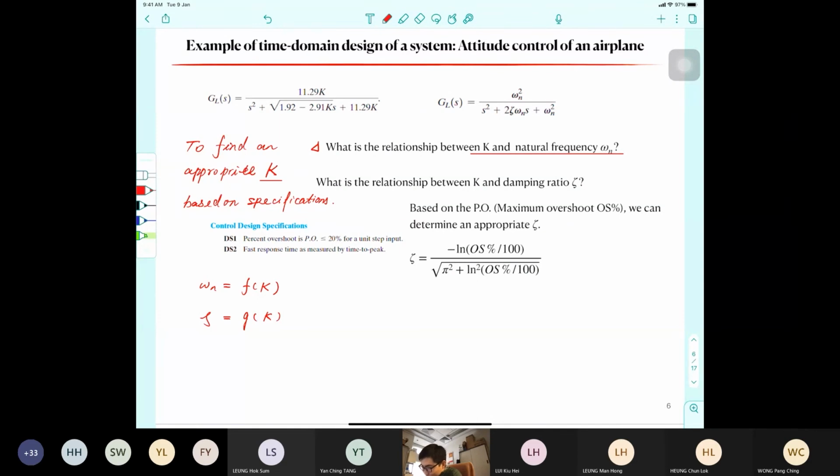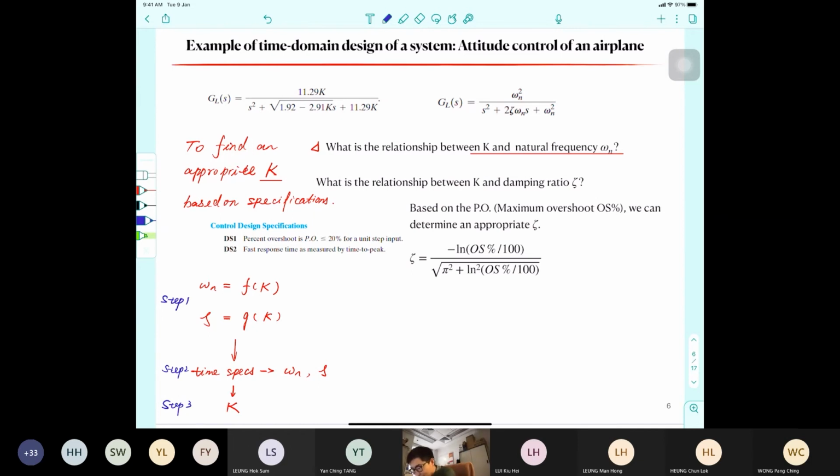Then, based on the time specification, we can find omega n and zeta. Then, based on the omega n and zeta, we can find an appropriate K, right? Here is a procedure. So we can name it step. This is step 1. This is step 2. This is step 3. This is the design procedure.